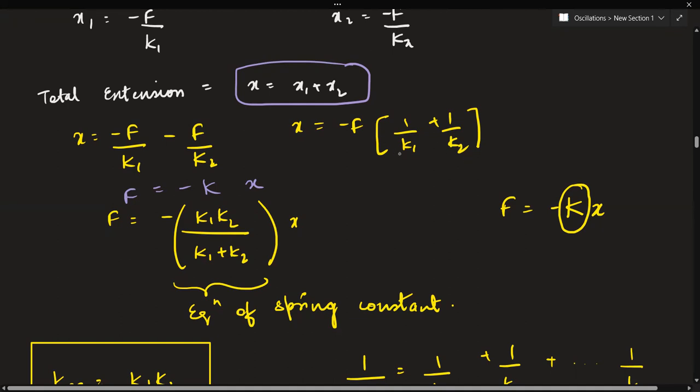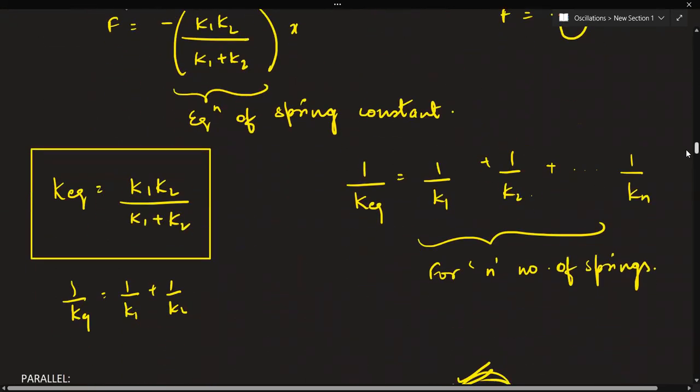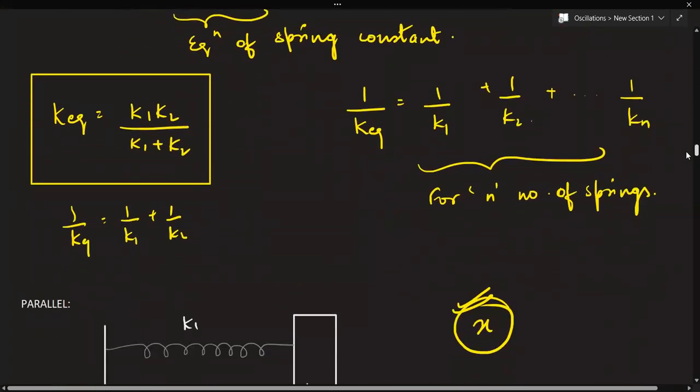Since in this example I took only 2 springs, that's why I have taken the LCM and cross multiplied it. Otherwise, you have to remember this will be the constant now. See, understand? Yes, ma'am. Now see, for n number of springs, you can connect it in this way: 1 by K1, 1 by K2.